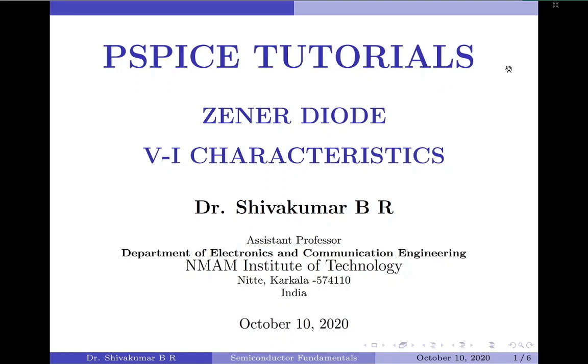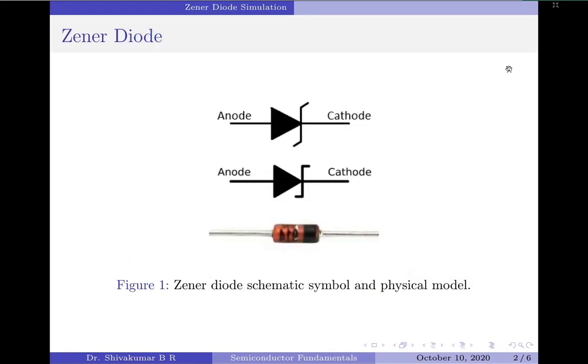In this session, I will demonstrate the VI characteristics of the Zener Diode using the OrCAD PSpice student version tool. Please note that I will not be discussing the theoretical aspects of the Zener Diode in this session. I have already made a video on that and I would suggest you to kindly refer to the same for more information on Zener Diode.